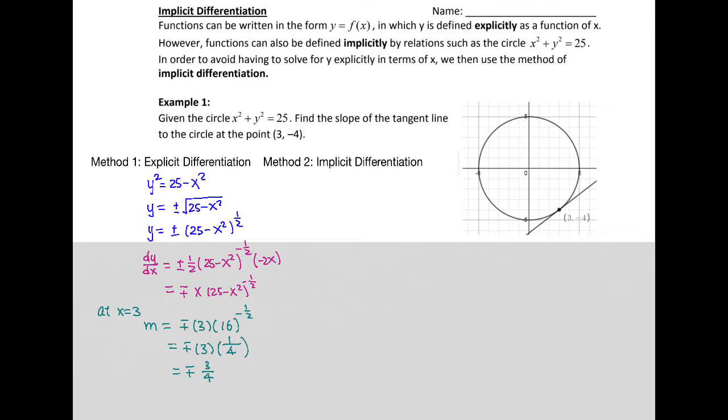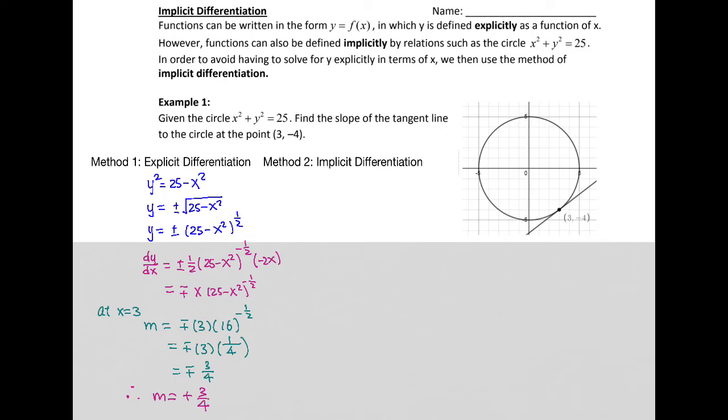Now let's take a look at the graph. Because (3, -4) is at this point on the circle, and the slope of the tangent is positive, we know the slope of the tangent cannot be negative. So we say, therefore, the slope of the tangent is positive 3 over 4.